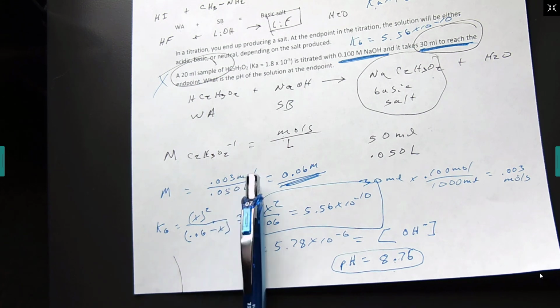There's a lot going on in that problem there. But again, expect one like that on the midterm. So guys, that's it for the midterm review on this acid-base stuff. And good luck on the midterm.